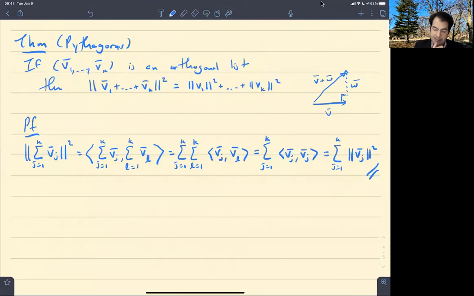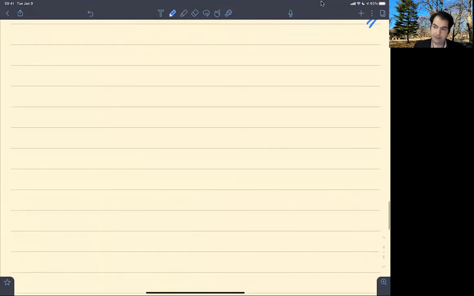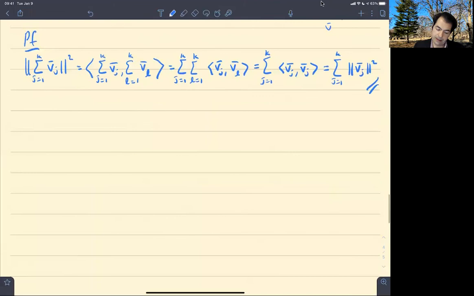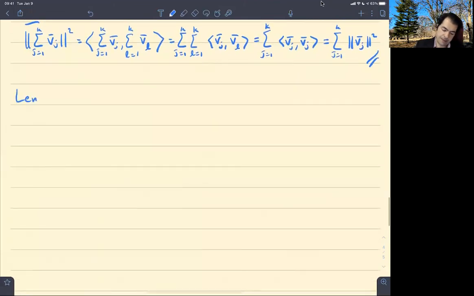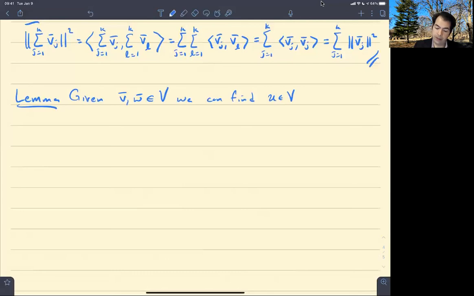Okay. So finally, let's finish with a lemma. So this lemma says, given V and W in a vector space with an inner product, we can find a vector U orthogonal to W, such that V is equal to AW plus U.